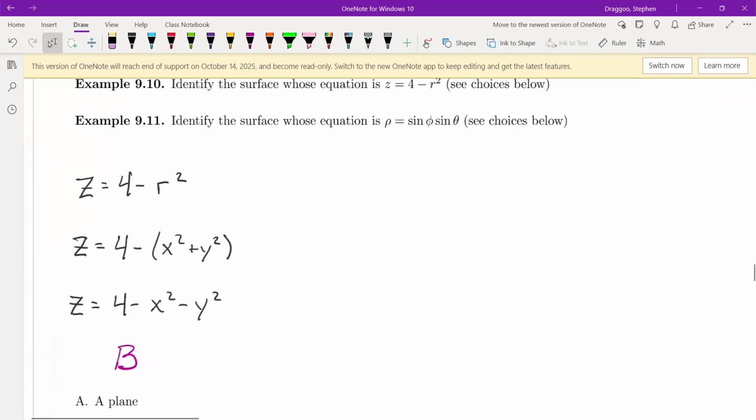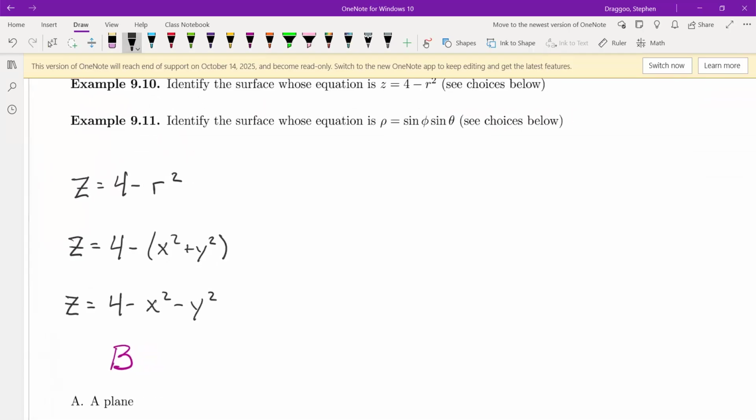The other one, I think it's a little more exciting. Let me start with rho. Rho is equal to sine phi sine theta. Call it blue and green for the two angles that we have.